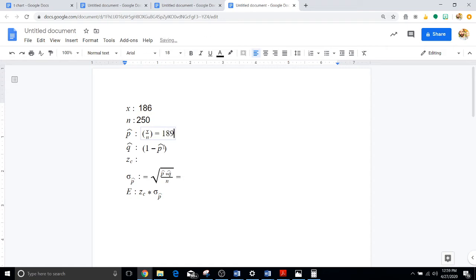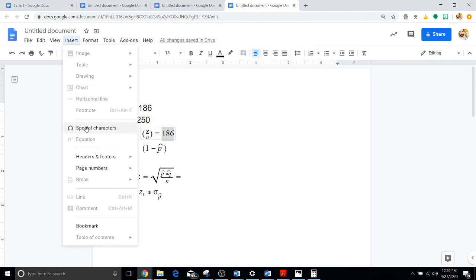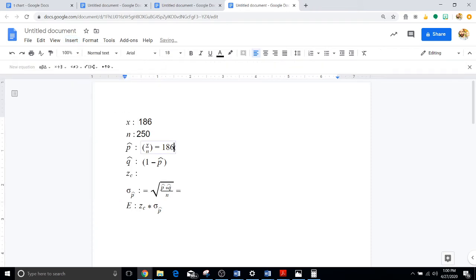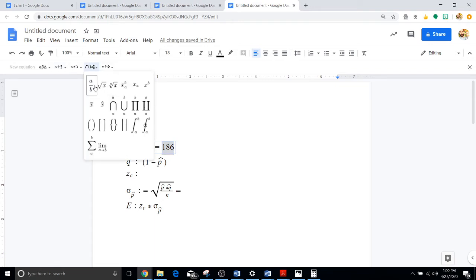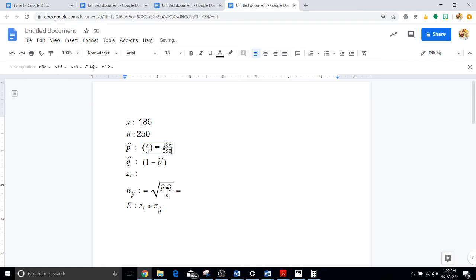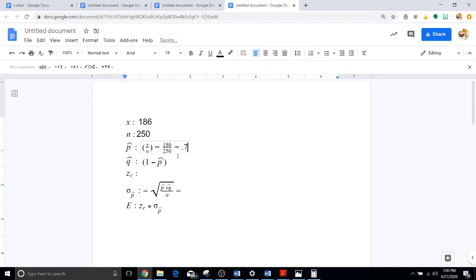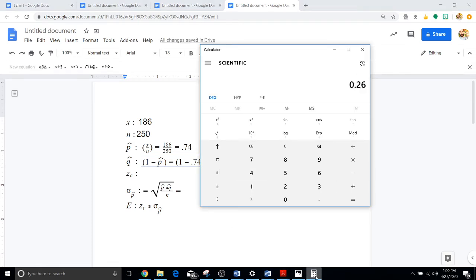So 186 is going to be divided by 250. I don't know what that is off the top of my head, so let's go ahead and plug it in. 186 divided by 250 gives us 0.744. Let's call that 0.74. All right, we know that if our p hat is 0.74, then our q hat is just going to be 1 minus that. 1 minus 0.74, I believe, is equal to 0.26, but we can check it. 1 minus 0.74, yep, 0.26.